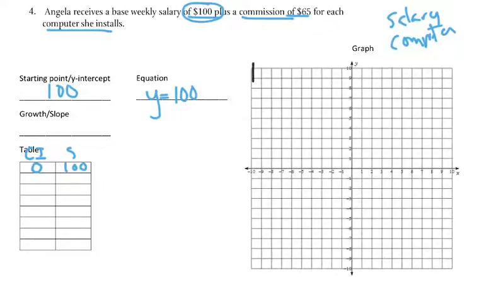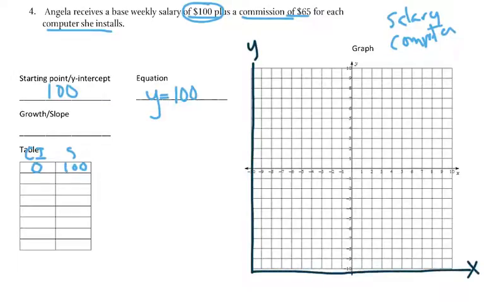Okay, so this time I'm going to make this my y-axis. So that's her salary. This is my x-axis, her computer installs. Okay, let's count by 50. So that would be 100, 200, 300, 400, 500. Okay? So we would start out at 100 again. So there's our starting point for each one.